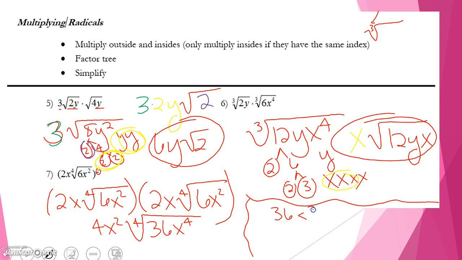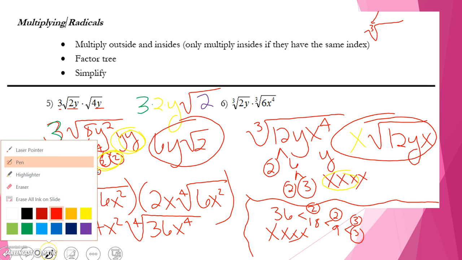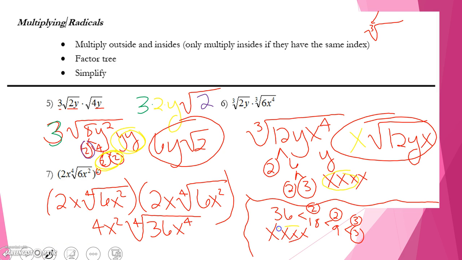So 36, 2 goes into it, and 2 goes into it 18 times. 2 goes into 18 9 times. 2 doesn't go into 9, but 3 does 3 times. All right, then x to the 4th. Now this time, since the index is 4, I'm pulling out groups of 4. There's a group of 4 x's, but there are no groups of 4 within the numbers.